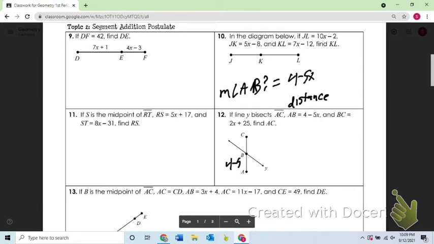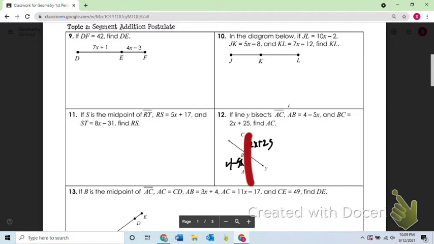We know that from A to B is 4 minus 5x. Let's get rid of this stuff up here so it's not confusing. And we know that from B to C is 2x plus 25. What we're trying to find here is the length of the whole thing. What we do is realize that we have a bisector, so that means the two parts are equal.